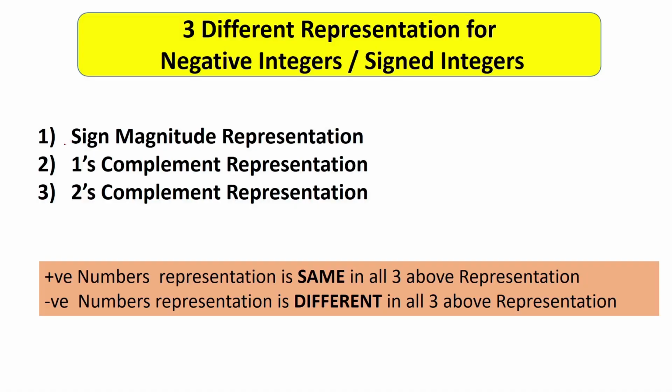We have seen in the previous video that there are actually three different ways to express negative integer numbers, or signed integer numbers. We have discussed the signed magnitude representation and the 1's complement representation in the previous videos. In this video, we are going to understand the 2's complement representation. For that, you should know how 1's complement representation works, so you can watch the video of the 1's complement representation. Now let's start with the 2's complement representation.